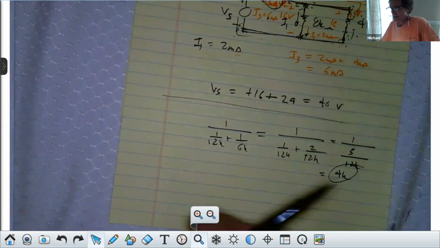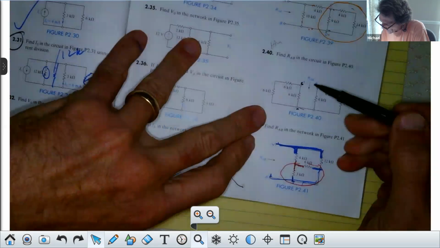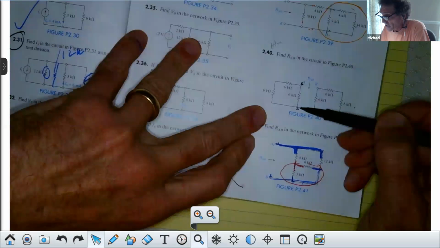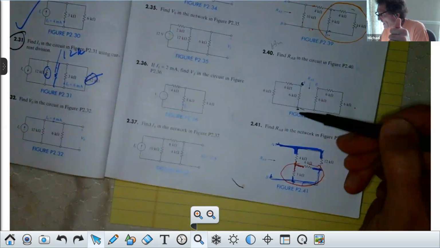Now, getting back to this one. From here to here, it's 4K, right? I'm going to show you a trick. You agree with that? How many do? Thumbs up or some way of indicating.